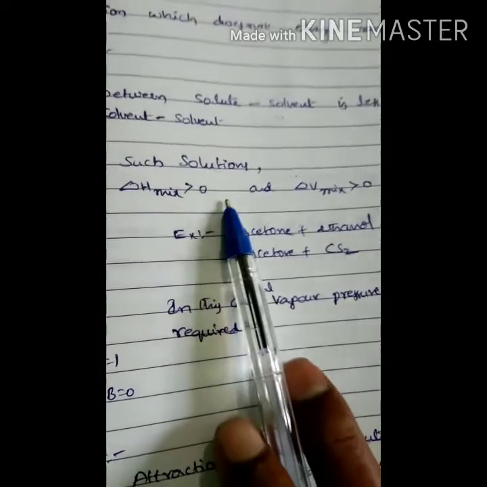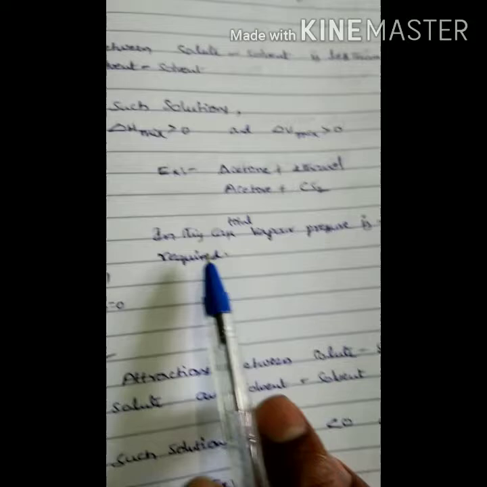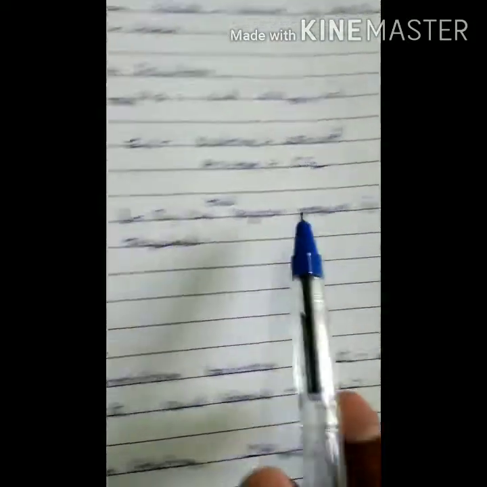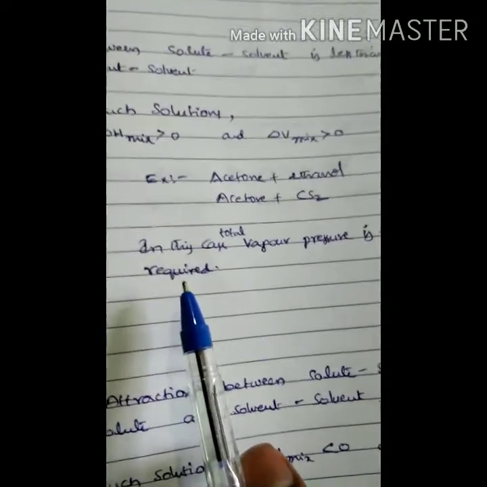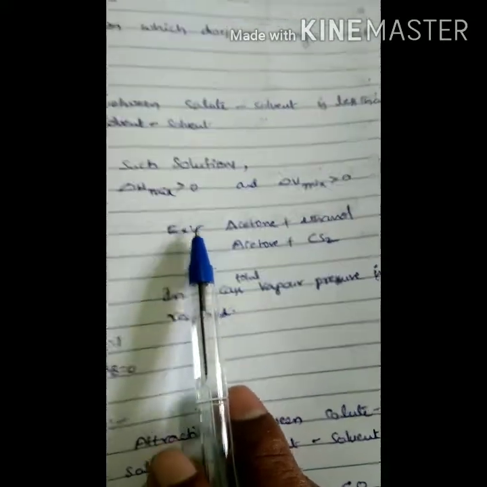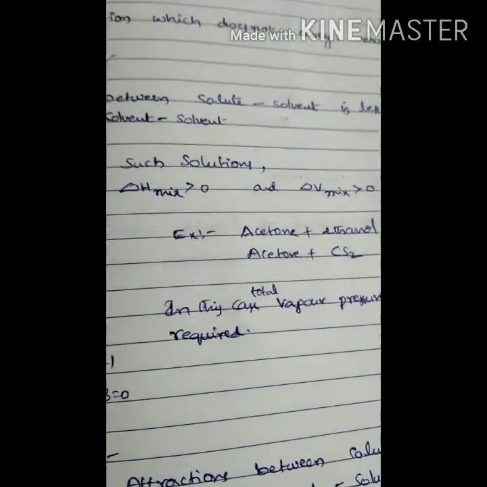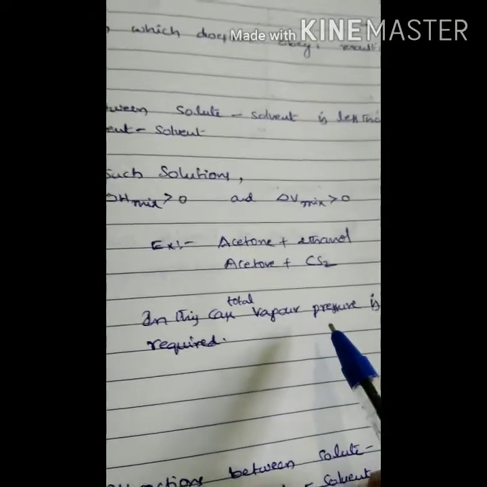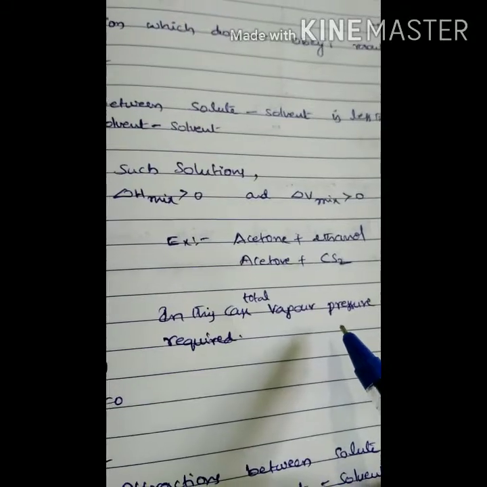Here you should remember these properties and examples. These are very important points. Here one more important point is that in this case total vapor pressure is more than required or more than expected, because here the attractions between solute and solvent are less compared to solute and solute. If attractions are less, those liquids readily undergo evaporation. If they readily undergo evaporation, they exhibit more vapor pressure than expected.